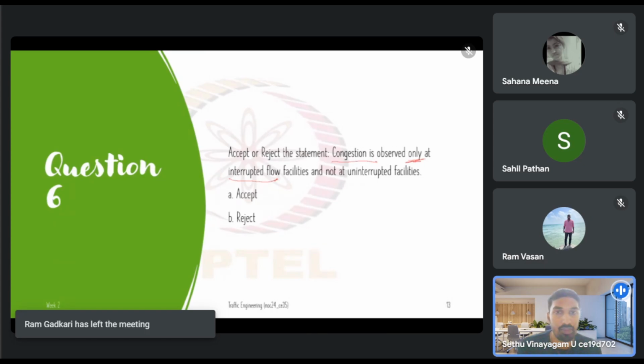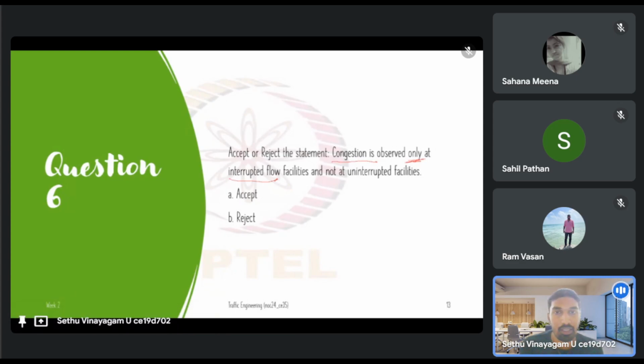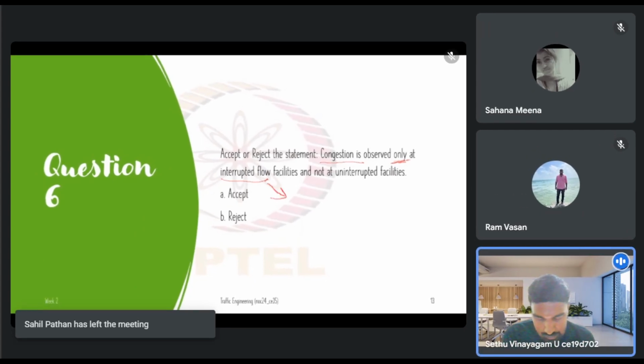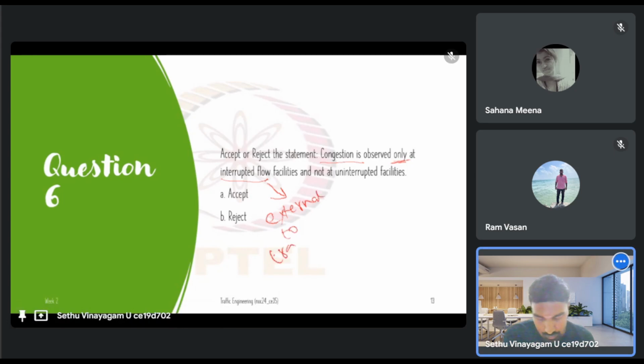Why? Because when we defined the facility types, we said that in interrupted flow facilities, there will be factors external to the traffic stream. These external factors affect the movement of the vehicles in it, whereas uninterrupted facilities do not have those external factors. So that is the difference between these two. That does not mean there is no congestion in the uninterrupted facility. So for example, there is no signal.